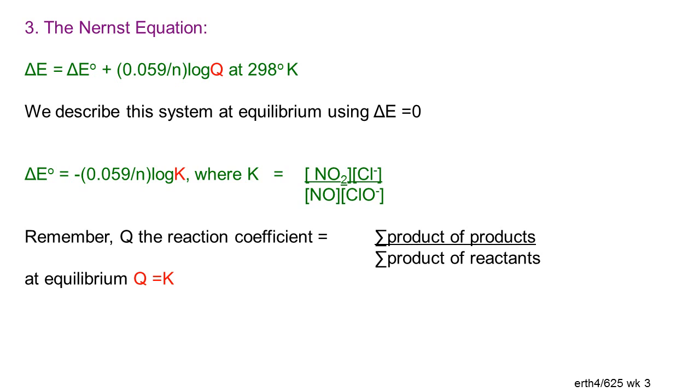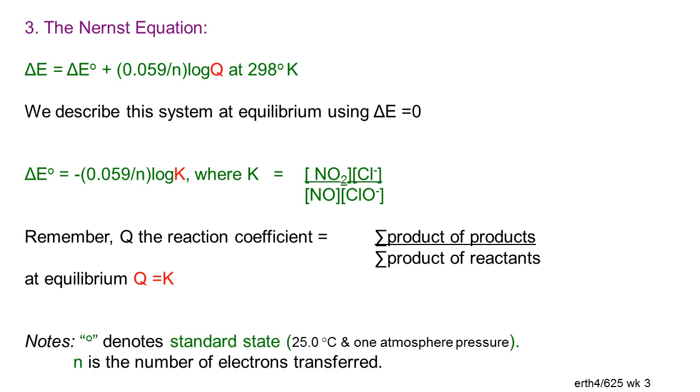And I apologize for the slight offset in the formatting on this slide, but hopefully you can see that, for instance, in the green line where I've written out delta E naught equals minus 0.059 over N times log K, that bracket NO2 times bracket chloride should sit right over bracket NO times bracket ClO minus, which is the sum of the products over the sum of the reactants.